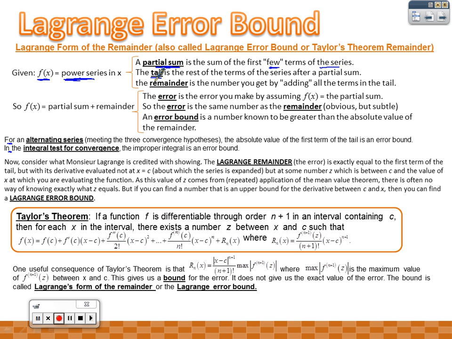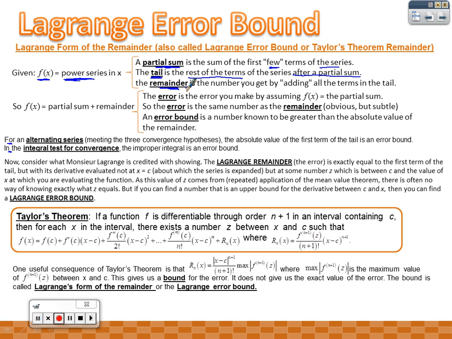This may be a new concept to you. That's a vocabulary word. They call the tail the rest of the terms of the series after the partial sum. So kind of like the leftover, the part that you're not using to estimate something. We know that we can use a power series to estimate a function. And if we go to infinity, it is the function. So the tail is the rest of the terms.